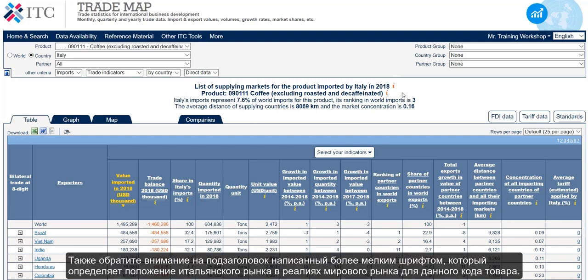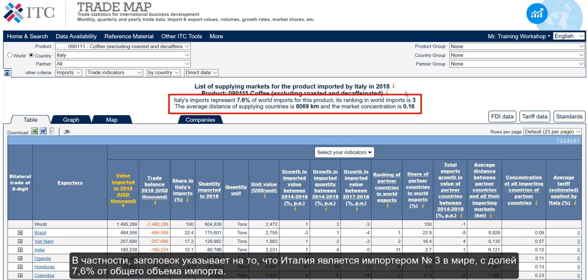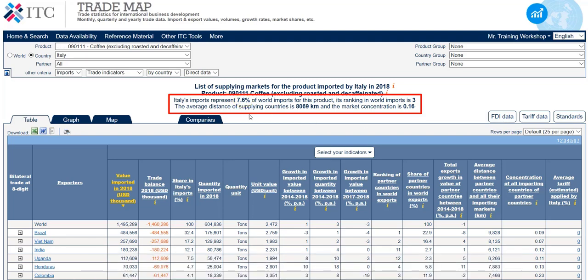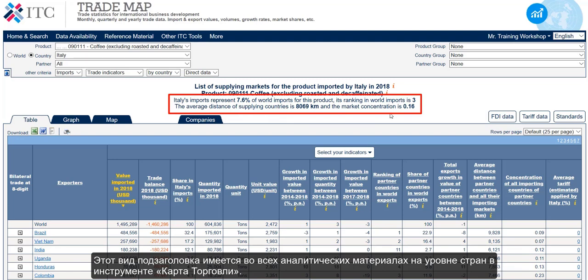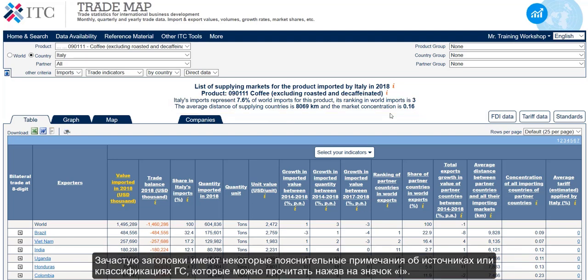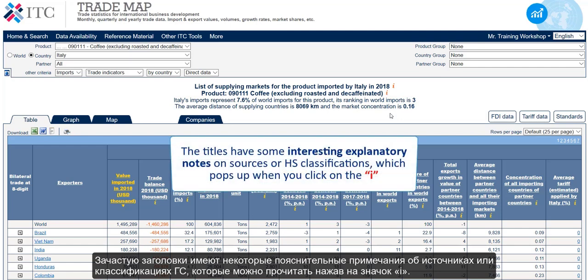Note also the subtitle in smaller font that identifies the situation of the Italian market within the global market for the product code. Specifically, it states that Italy is importer number 3 in the world, with a share of 7.6% of total imports. This kind of subtitle is available in all country-level analyses in TradeMap. Often the titles have some interesting explanatory notes on sources or HS classifications, which pops up when you click on the eye.